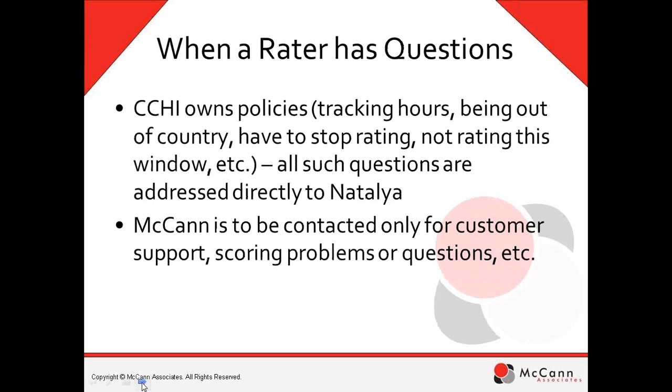Next. CCHI owns the policies. All questions are addressed directly to them at the contact provided on the few slides that I'm going to show you later.